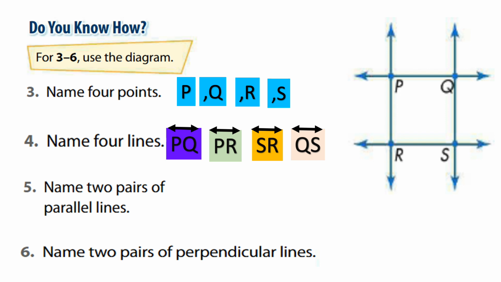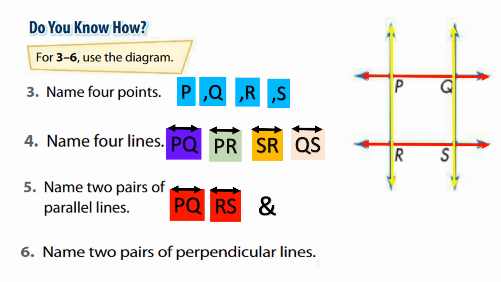Now we want to name two pairs of parallel lines. Remember that parallel lines never meet. If they extend in both directions, they will never meet each other and they will never intersect. It's very obvious. We can see that the lines PQ and RS represent a pair of parallel lines. And we have another pair, of course, you can see them. Yes, the two yellow lines shown, PR and QS, represent another pair.